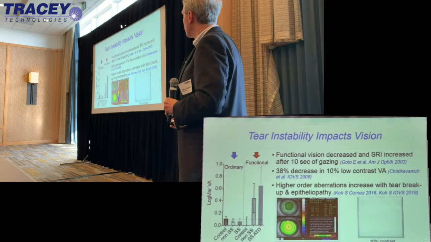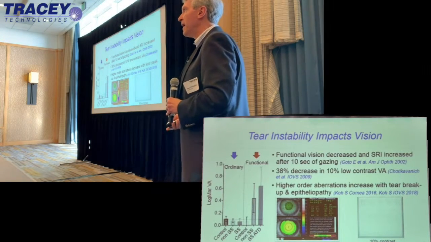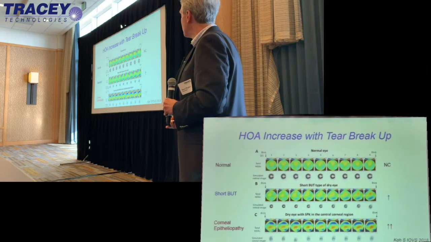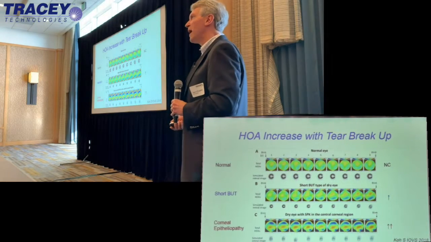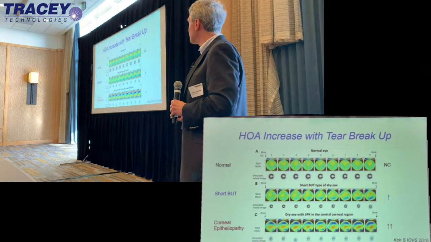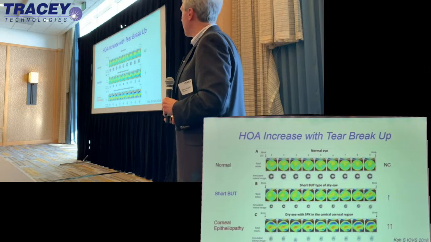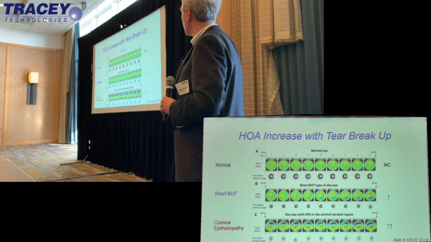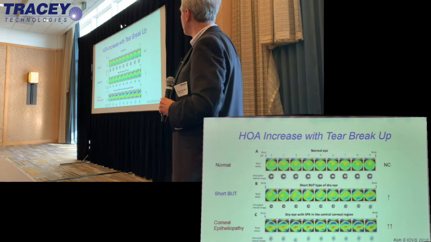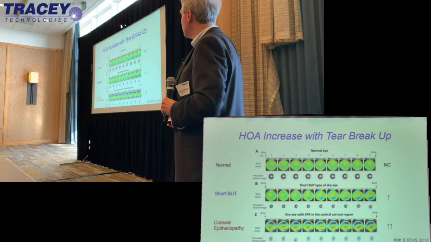And then very recently, also out of Dr. Tsubota's group, Dr. Ko has reported higher order aberrations increase with tear breakup and epitheliopathy. In fact, in Japan, they think that most of the dry eye is actually an abnormality in tear film breakup. They're not that interested in other things, but they look very carefully at what they call the short BUT type of dry eye. So they looked at higher order aberrations and simulated retinal image in normal eyes, and while the eye was held open for 10 seconds, there was very little increase in higher order aberrations or decrease in the simulated retinal image.